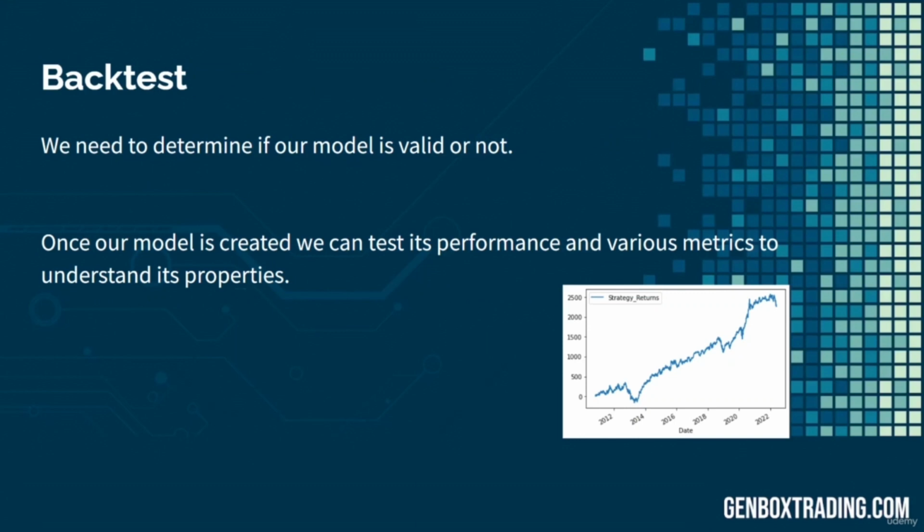Finally, we are going to be backtesting our model to determine if it is valid or not. So we are going to test its performance and various metrics to understand its properties. Final model is going to look something like this. In this case, we have the strategy of returns and the evolution of $1,000 over the years using this model and trading it.